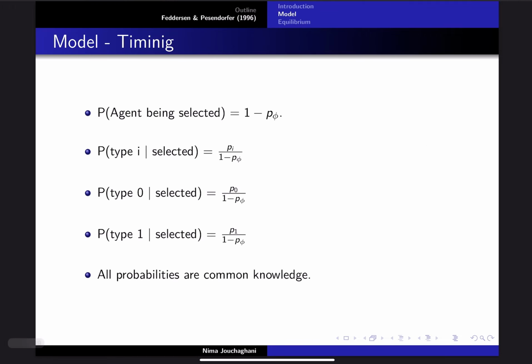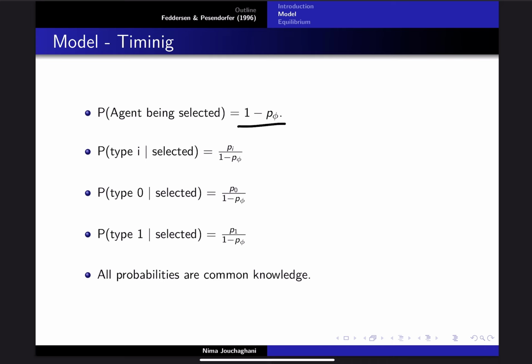And here are the probabilities. In general, the probability of an agent being selected, and being selected means that this agent can actually vote. If an agent is selected, he can vote, else he cannot vote. The probability of an agent being selected is equal to 1 minus p of phi.